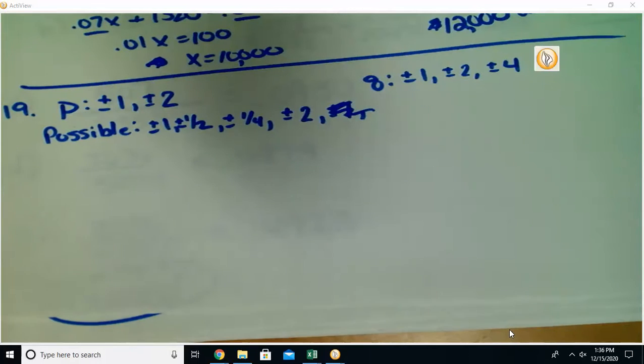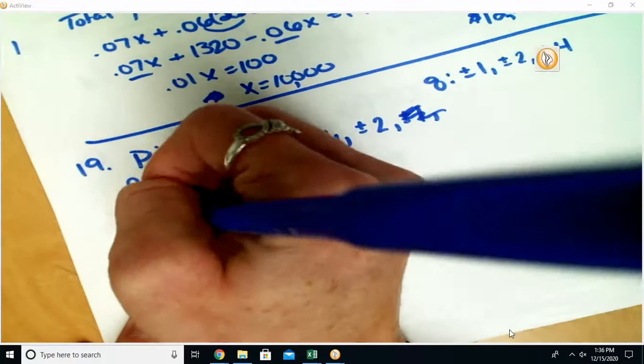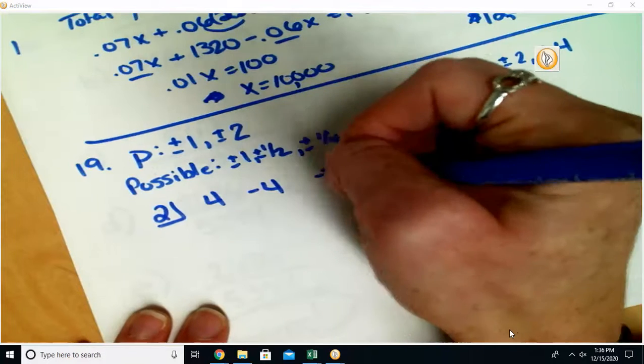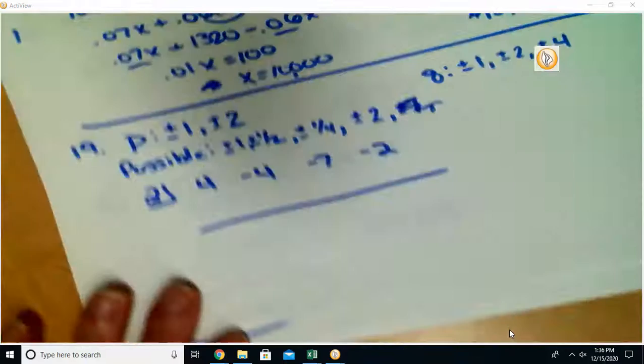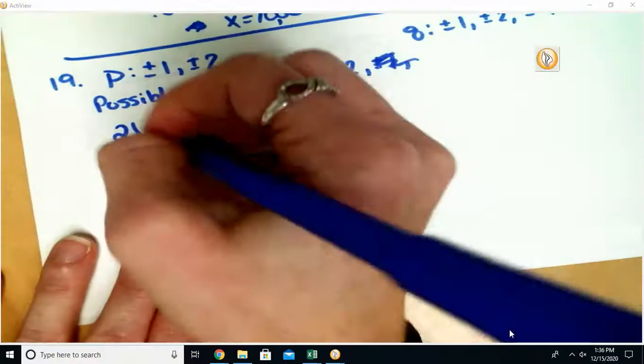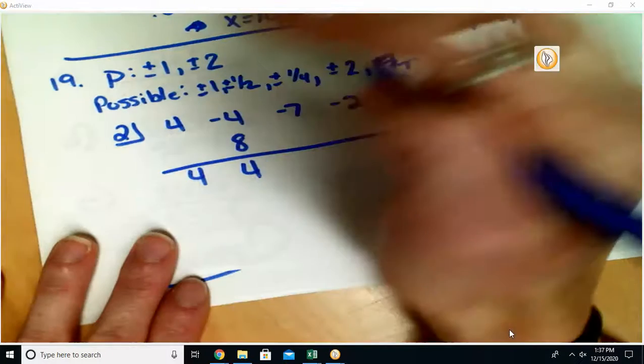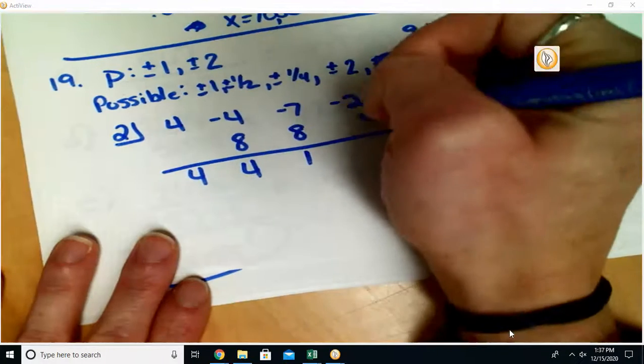Now you have to find one that works. It works if you plug it in and it makes the equation equal 0. Shortcut: if you get stuck, you can look at a graph and look at where it touches 0 and then check that one. So what works here? 2. So then we do synthetic division with 2. Our coefficients were 4, -4, -7, and -2. Remember, if you have a missing power of x, don't forget a 0. 4 comes down, multiply to 8, add 4, so this would be 8, 1, 2, and 0.